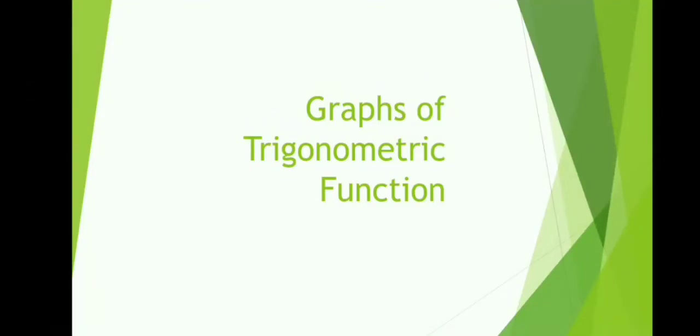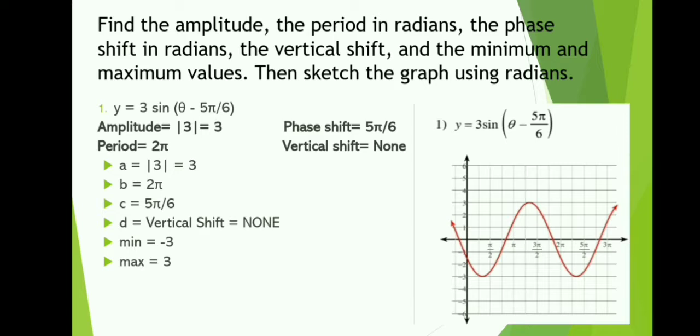Hey everyone, I am Morado and now I'm going to explain the graphs of trigonometric functions and find the amplitude, the period in radians, the phase shift in radians, the vertical shift, and the minimum and maximum values. Then sketch the graph using radians. So, in number 1, y equals 3 sine of theta minus 5 pi over 6.